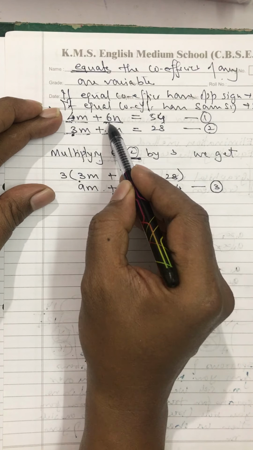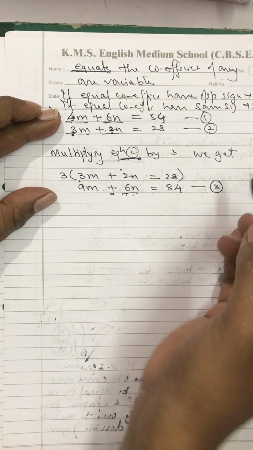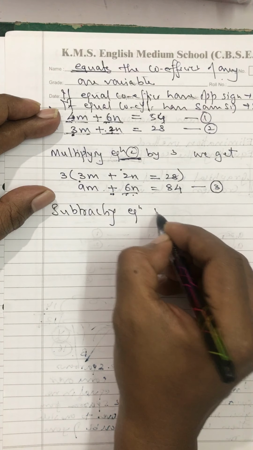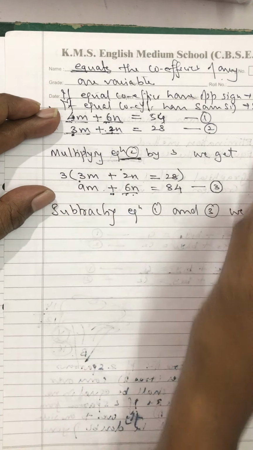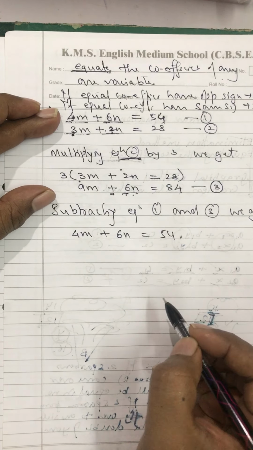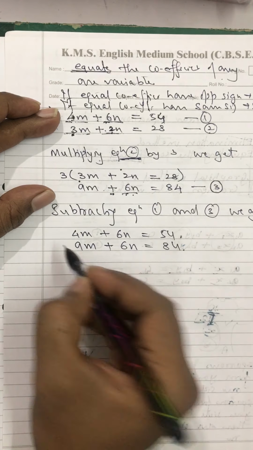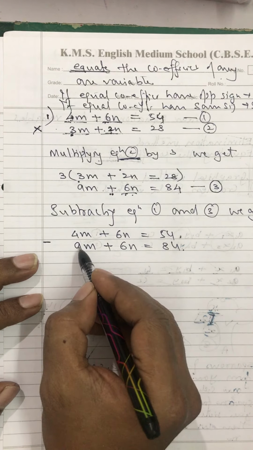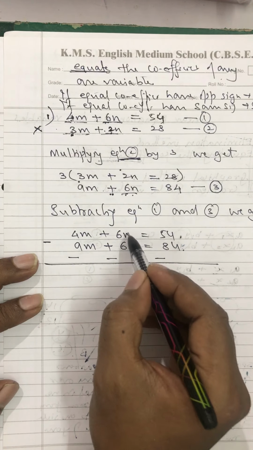So in this case, what is there? 6, 6. What signs do 6, 6 have? Here plus, here plus. So they have same signs. So because they have same signs, you will subtract. I will write, subtracting equations 1 and 3, we get: 4m plus 6n is equal to 54, and third is 9m plus 6n is equal to 84. I am going to subtract these two equations. So while subtracting, the sign of the second equation will change. Plus will become minus, plus will become minus, plus will become minus. Here 6n minus 6n will get cancelled.